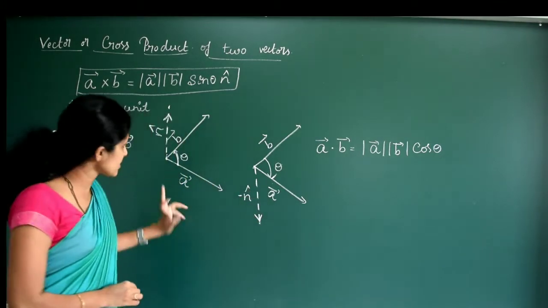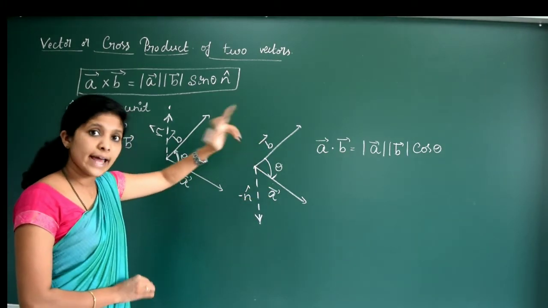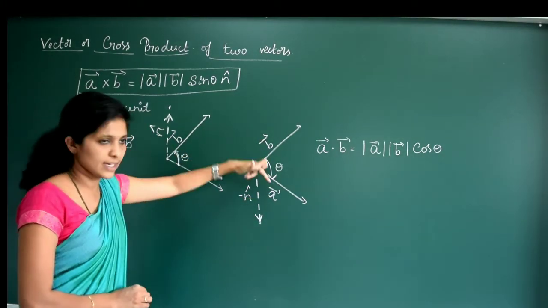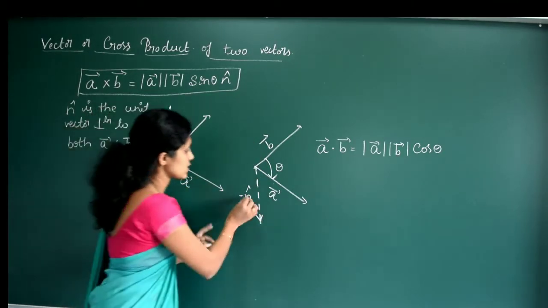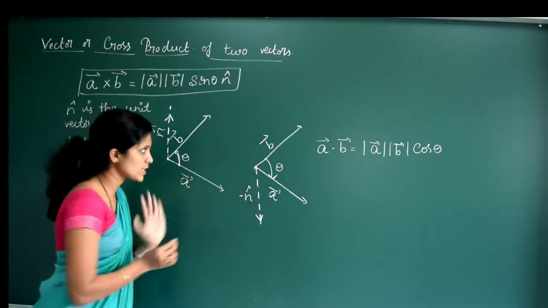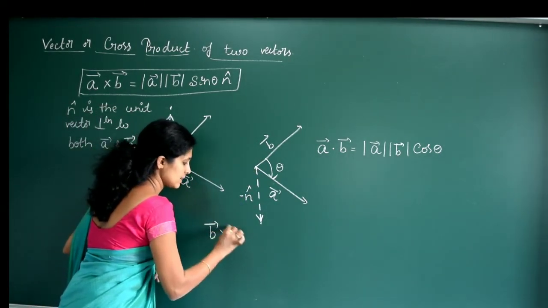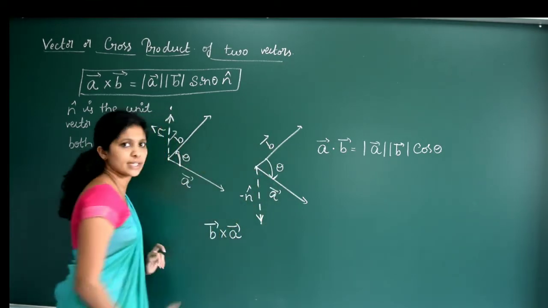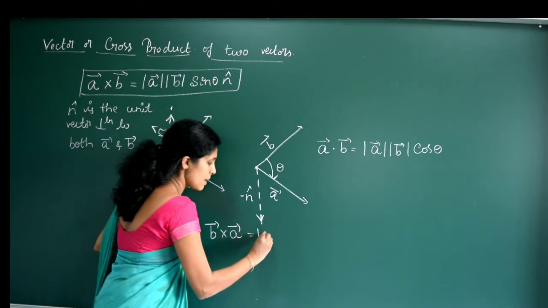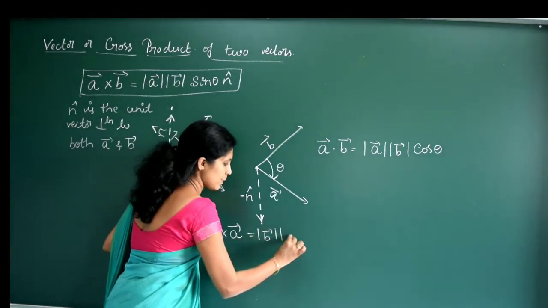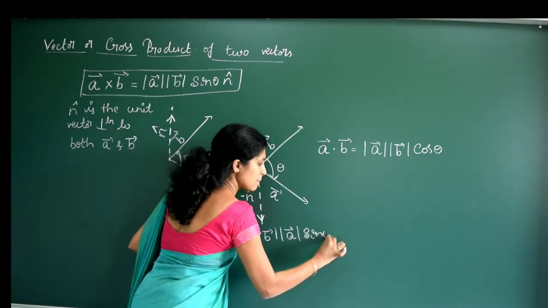Is it clear? The vectors are the same, a vector and b vector, but the angle is measured from here, like this. So the unit vector will be in this direction, so this will be minus n cap. By using this, we can define b vector cross a vector. It is not a vector cross b vector. It will be b vector cross a vector is equal to magnitude of b vector into magnitude of a vector into sin theta into minus n cap.